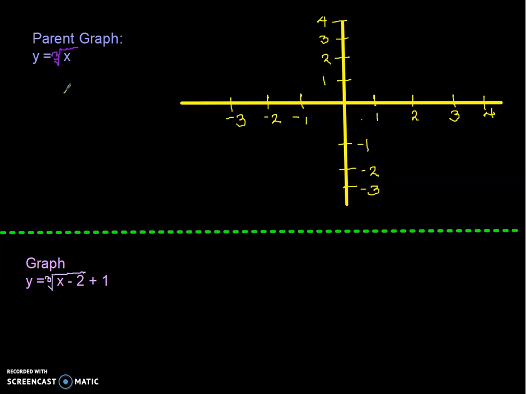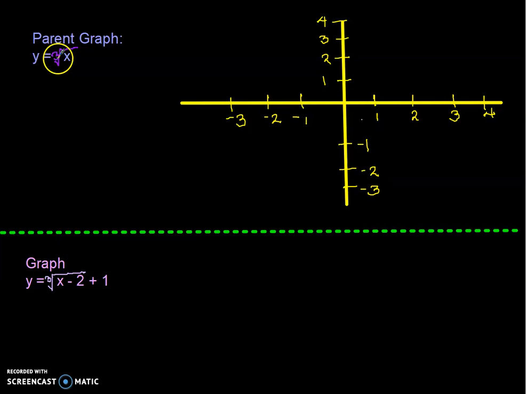A parent graph means that there's no numbers being added, subtracted, multiplied, divided to it. It is pretty much the essence of what the graph will look like. It will always retain that shape as well. So most of you have a library of functions of a parent graph, but if not, you can always make one, meaning create an XY table.